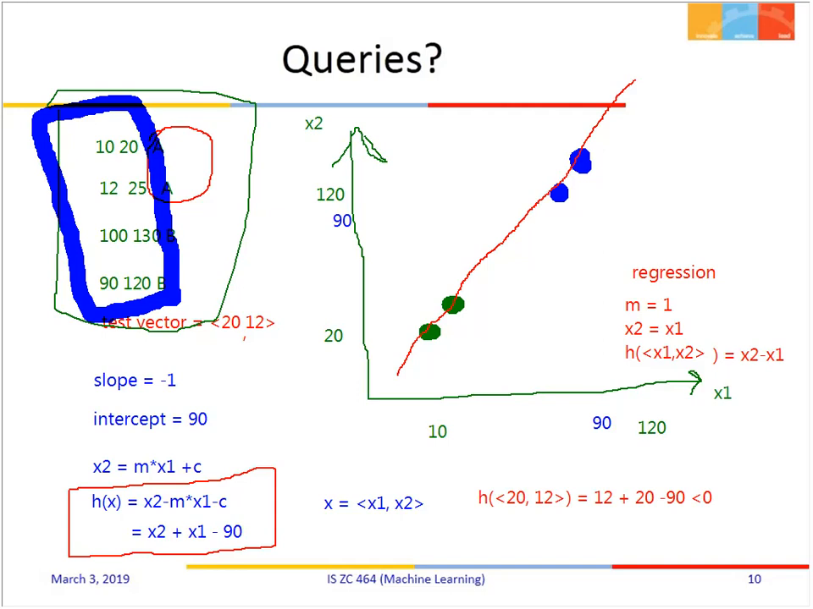So okay, any more questions? Yes, classification is called supervised learning. Okay, but clustering is unsupervised learning.